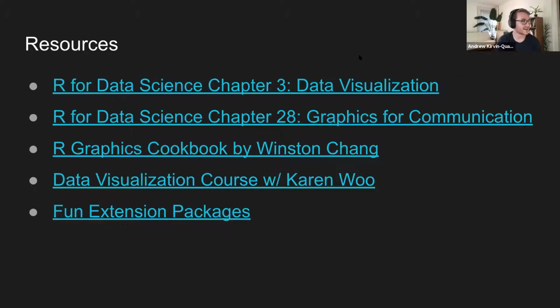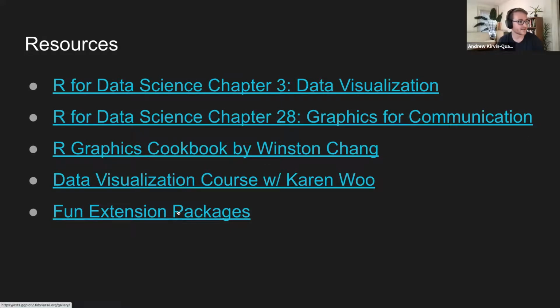So the resources, chapter 3 and chapter 28 are both on visualization in the R for Data Science textbook. It's got 2 chapters. I think it's the only topic that has 2 chapters, so it's important. This R graphics cookbook is an awesome book where Winston Chang goes through a lot of different situations that you might have for plotting data and gives you a solution with ggplot. If you want a more thorough course, there's a data visualization course here that is recommended by the ggplot package makers.